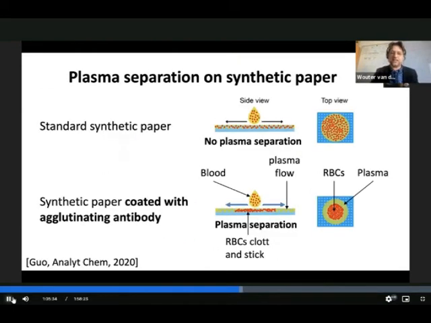So what he did was that he prepared a synthetic paper. And here you see a top view of that. The blue is the synthetic paper, and in this case, he has put no antibody. In this case, he did put agglutinating antibody. So if you do not put antibody, of course, the blood just flows everywhere. But if you put the agglutinating antibody and put a droplet, the blood starts clotting, but very soon the blood cells cannot flow and they form a barrier for other blood cells, but the plasma can still flow freely through. So you see all the red blood cells stay in the middle and the plasma flows to the outside.